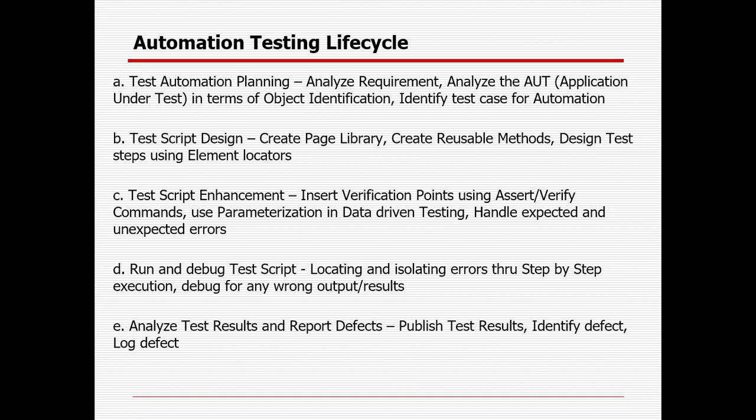Once your design is done, then you need to enhance it, so that you insert some verification points. Otherwise, in automation you would just be doing navigation from one page to another page. No, it is not like that. You need to verify that everything is working properly: all the links and buttons are present, and if you click on a button, it navigates to the other page and that page title is correct or not. So you'll be adding verification points, or you will be using parameterization. Parameterization means the same test case can run multiple times with a variety of data. In case of any error, you can handle those errors with the help of error handling. So that is the script enhancement part.